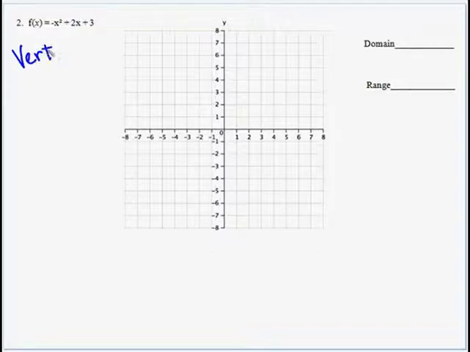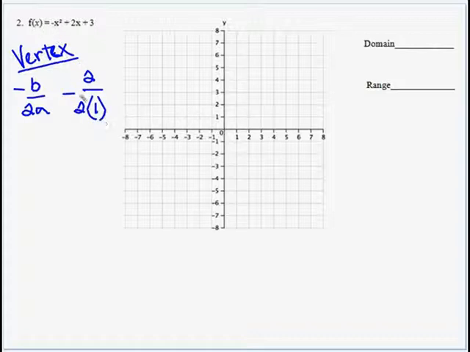So the vertex. Here is a little more work. Remember, we had our little formula, sort of like the quadratic equation. Our vertex, the x-coordinate is -b over 2a. So negative, our b is the number in front of x, that's a 2, divided by 2 times a. A is a -1. So if I put this negative up top with the 2, that's going to be -2 divided by -2, which is 1. So for our vertex, the x-coordinate is 1.